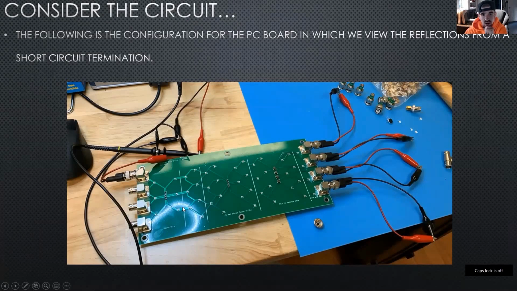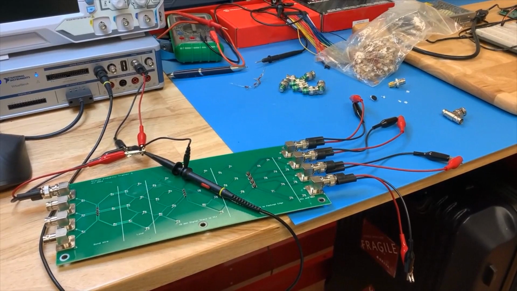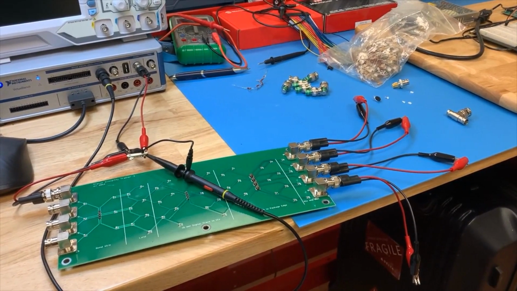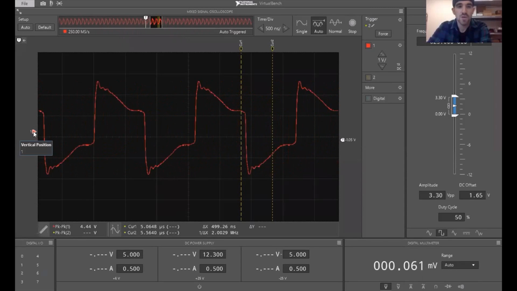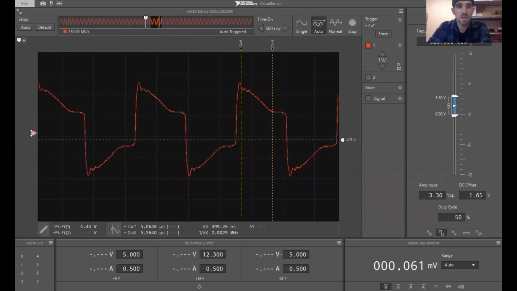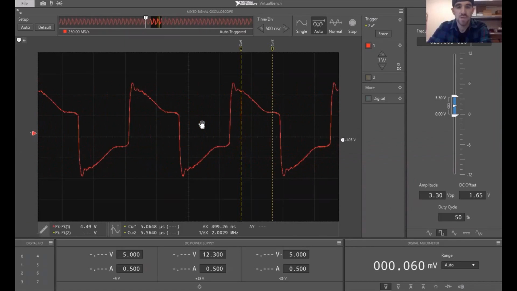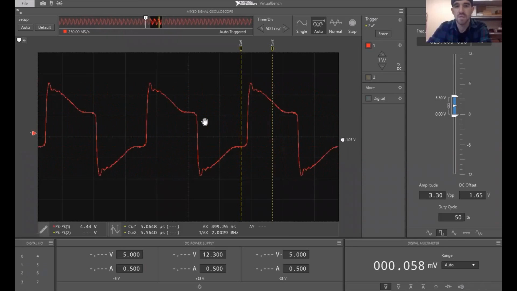The following is the configuration for the PC board in which we view the reflections from a short circuit termination. Now here is our short circuit termination circuit. Now, if we short circuit the end of the line, then the voltage at the end of the line gets completely reflected, and this has to do with the short circuit termination.